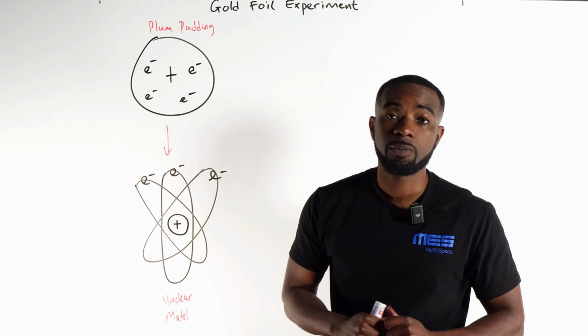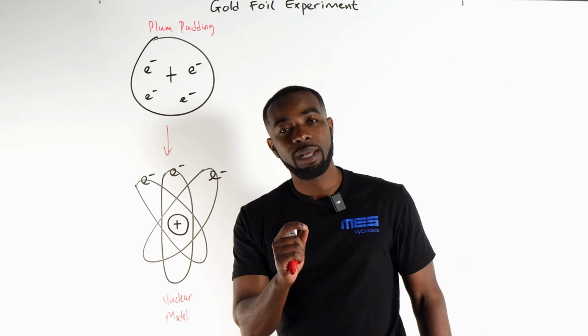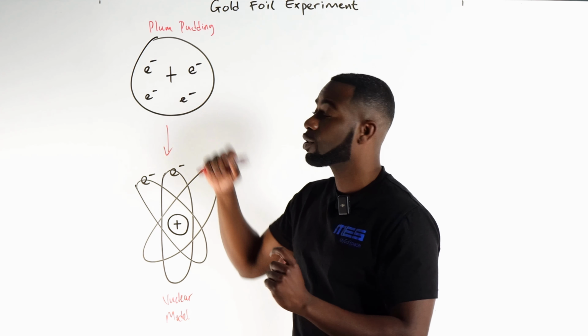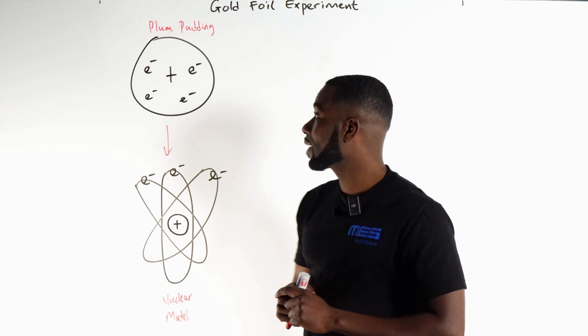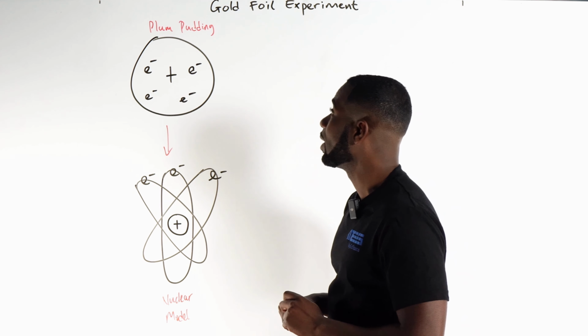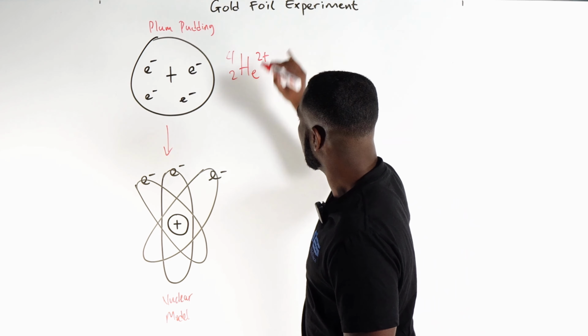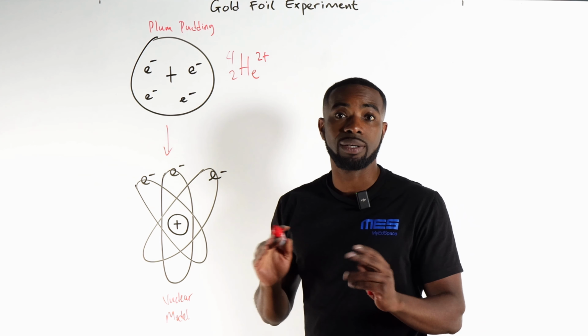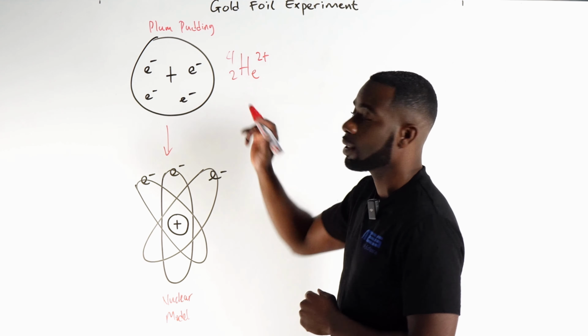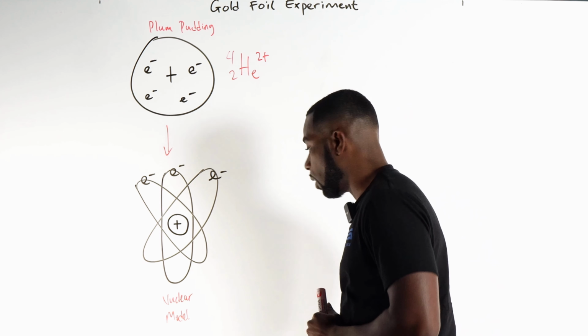So the experiment responsible for this is called the gold foil experiment. What happens is you fire high-speed nuclei of helium atoms straight at a gold foil. In this case, because we removed the electrons from the helium particles, they are now charged and they are ions. So we have the helium nucleus, 4, 2, which has a charge without the electrons there.